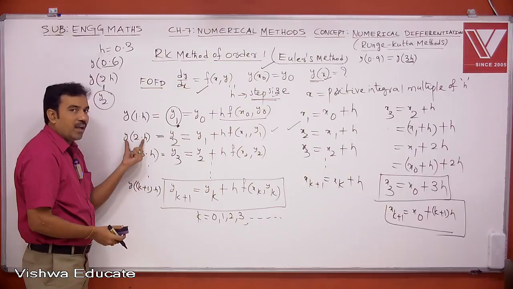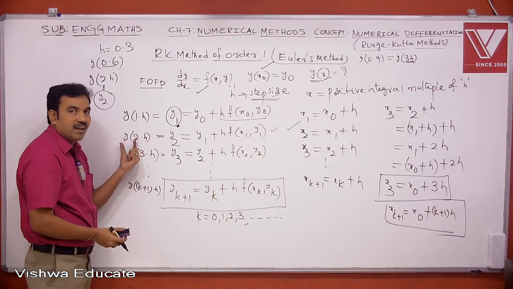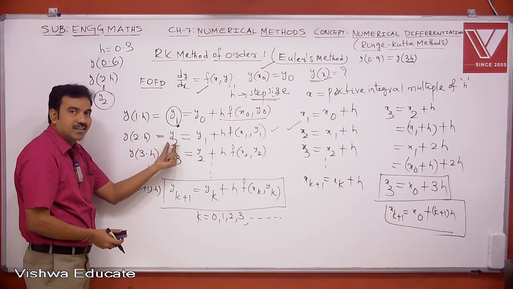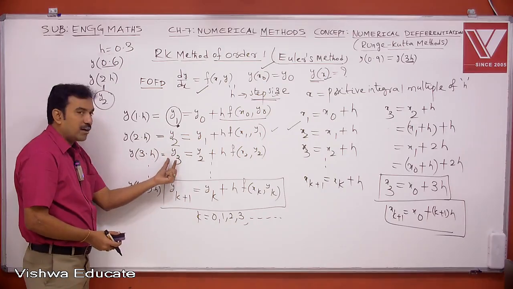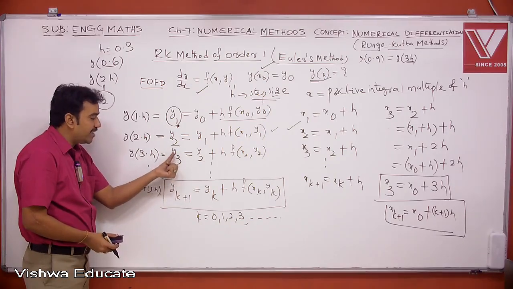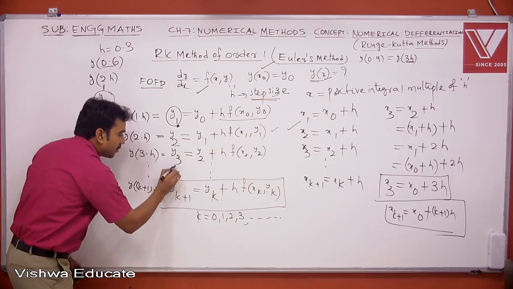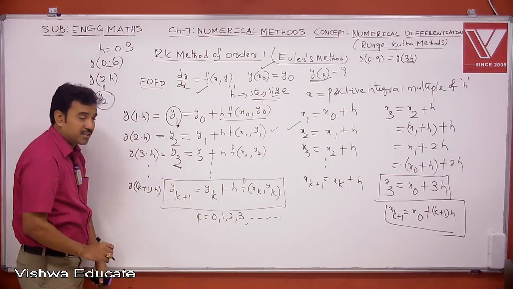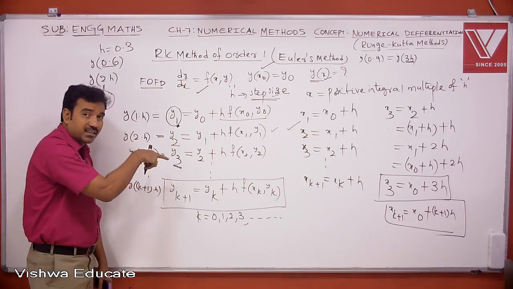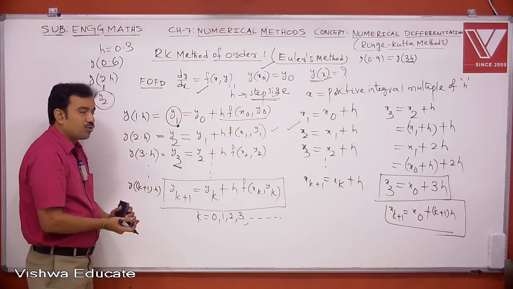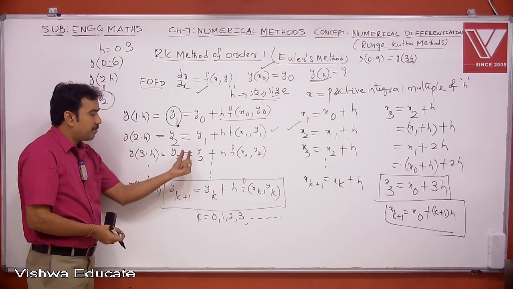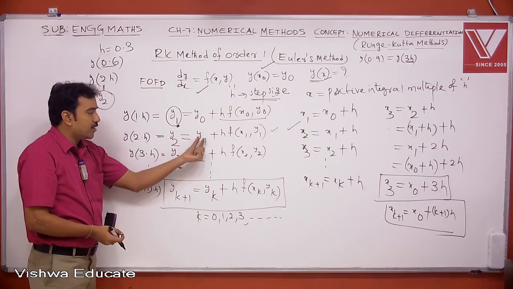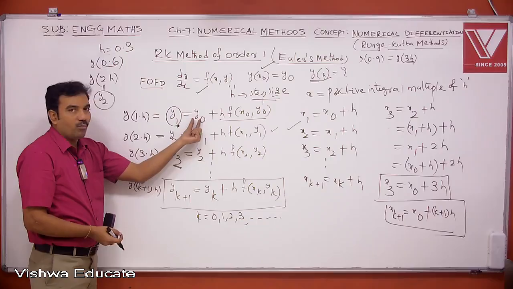If they ask you y of 2h, that means indirectly they are asking you to find the y value in the second iteration. If they ask you y of 3h, that means you need to find y3, that is the value of y in the third iteration. This index represents we are in the third iteration. This represents we are in the second iteration. Therefore, if they ask you to find y3, y2 is required as well as y1. Y3 depends on the previous value. Y2 depends on the previous. Y1 depends on the y0 value.